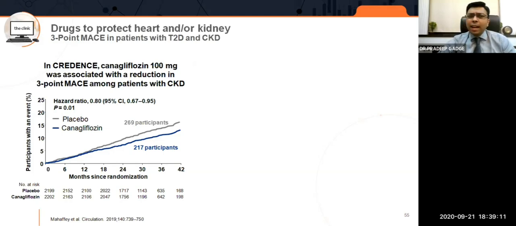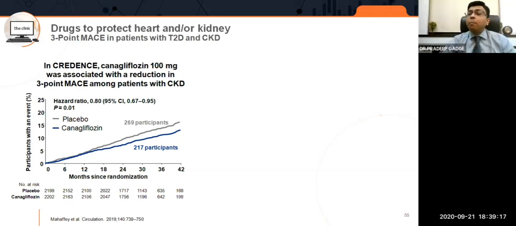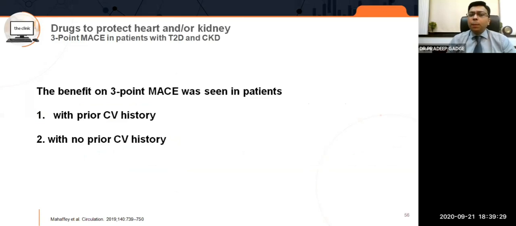Now understand that in CREDENCE, canagliflozin was also associated with the reduction in 3-point MACE, and in fact this was seen even in patients with no cardiovascular disease. So what we have learned till now is that the benefit on 3-point MACE was seen in patients with prior CVD history and without prior CV history. So these drugs have significant beneficial effect on the heart as well.